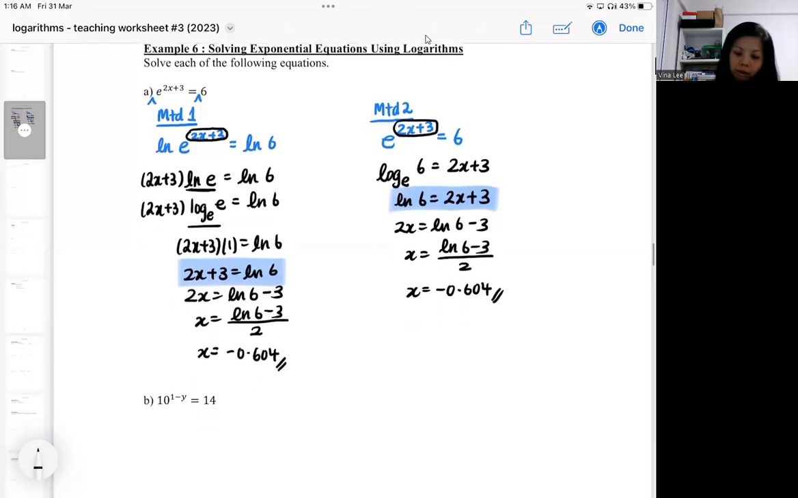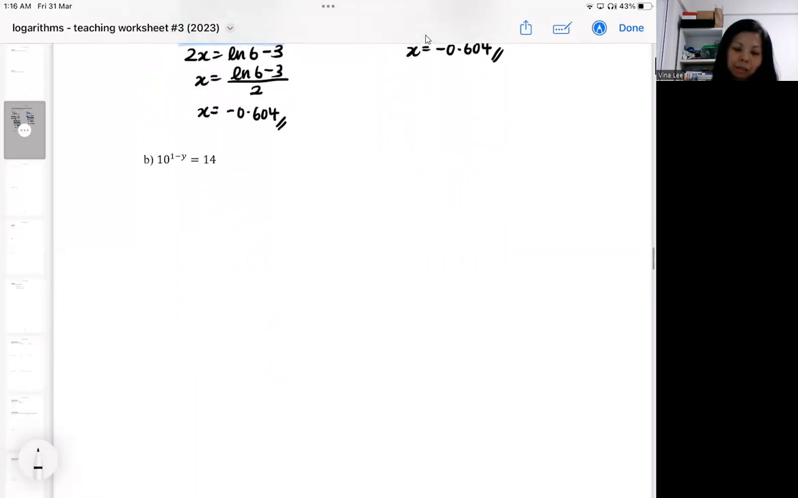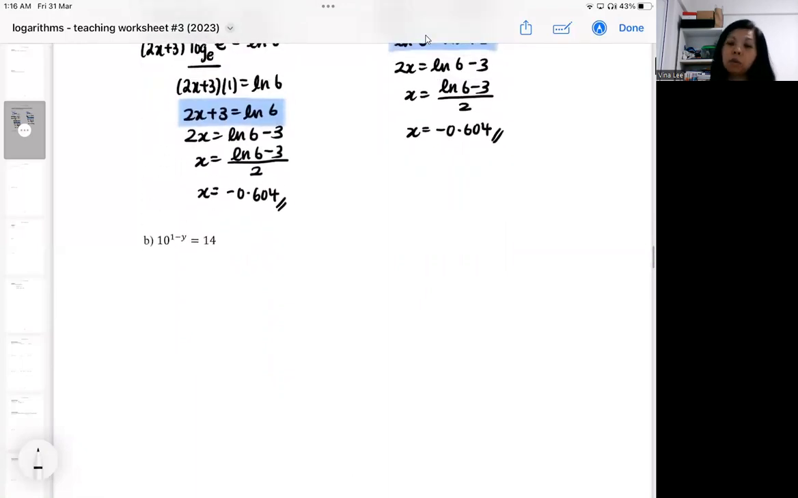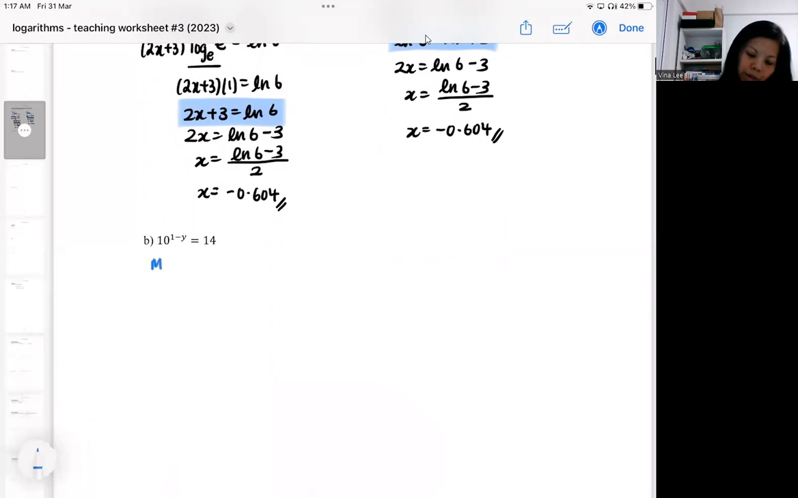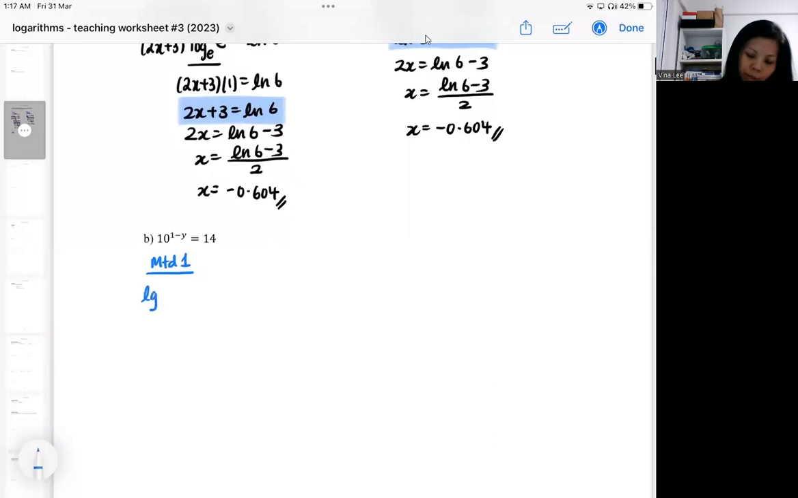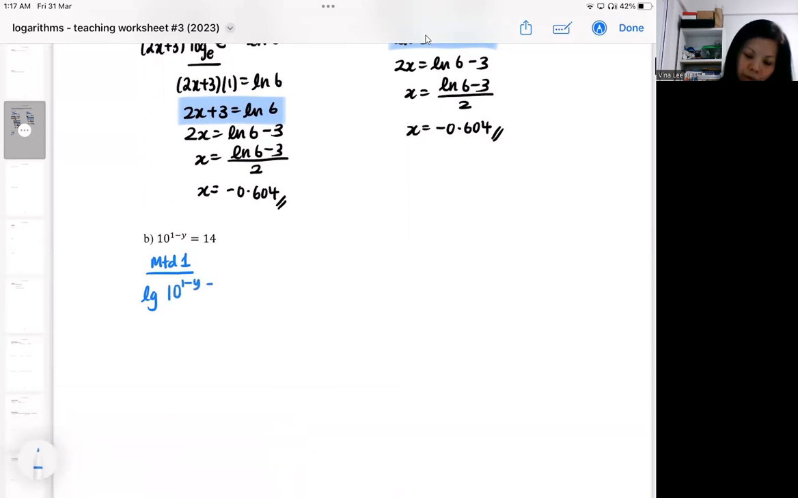In the next one, it is a base 10. Because this is base 10, I can also take lg on both sides. The unknown is in the power. So method one, I will introduce lg on both sides. Previously we introduced ln because it's exponential, e to the power of something. In this case, I'm going to introduce lg and I can bring down the power.